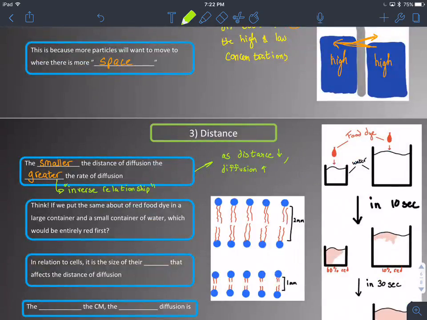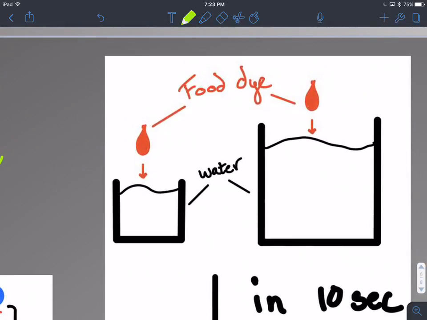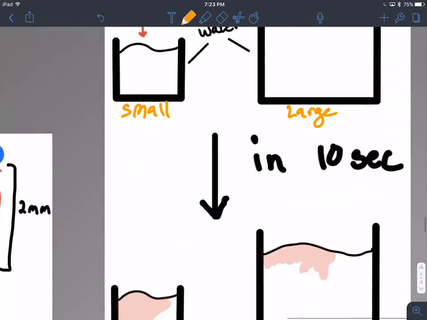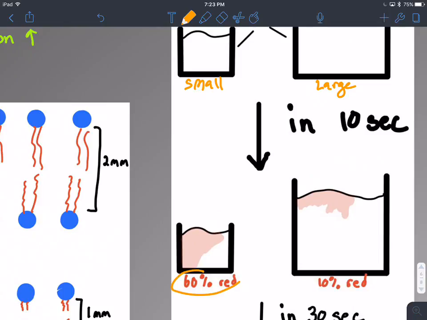And something that I want you guys to think about is right here in this example. Imagine we had food dye. So right here, we have red food dye, and we have a very small container, and we have a very large container. If I put the same amount of food dye into each container, after 10 seconds, you'll notice that a lot more has diffused in the small container than in the big container. Nearly 50% more has diffused in the small container.